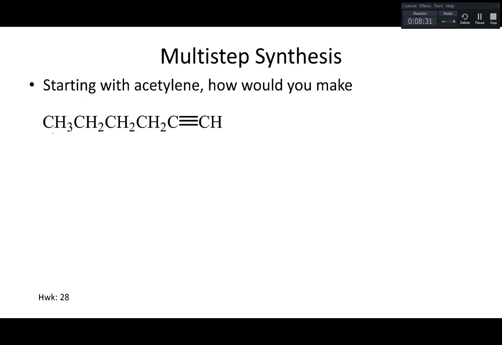So if you wanted to make this compound, how would you make it? This falls in the category of something your book calls multi-step synthesis. What multi-step synthesis means is, what series of reactions starting with acetylene would you use to make this compound? So it's not just one reaction, but a couple of reactions. Now you notice that we have the triple bond on the end like this. What you have to do in your head when you do these types of things is think backwards.